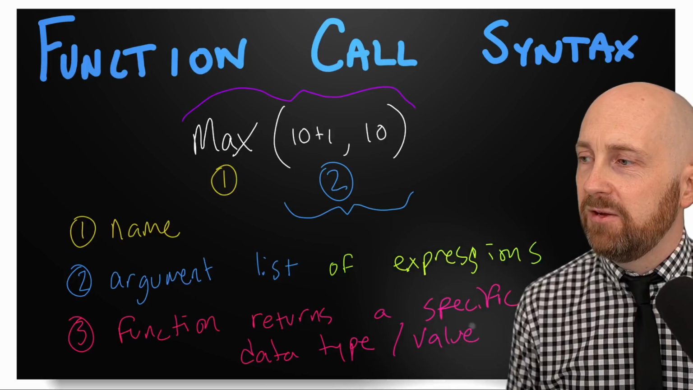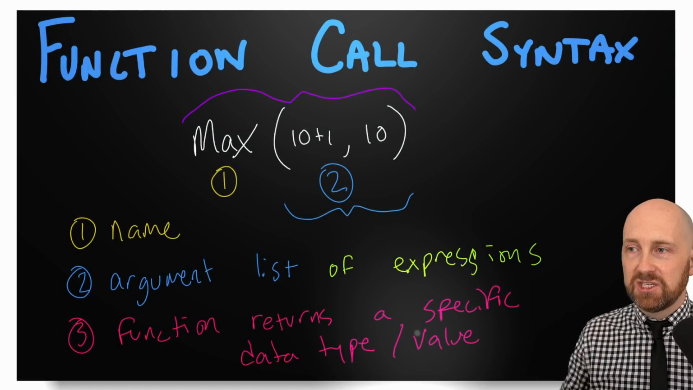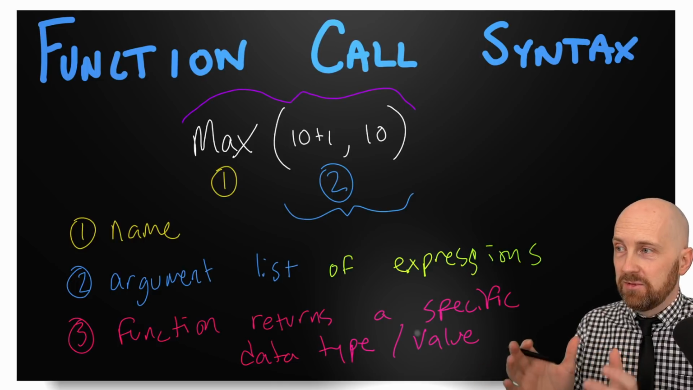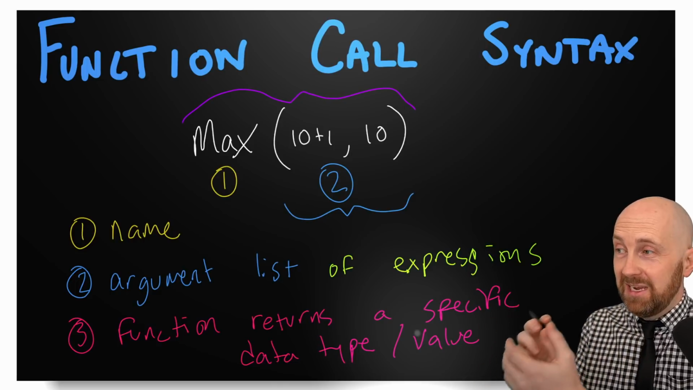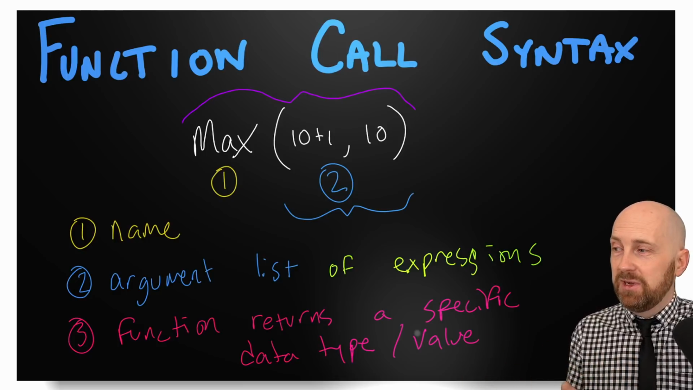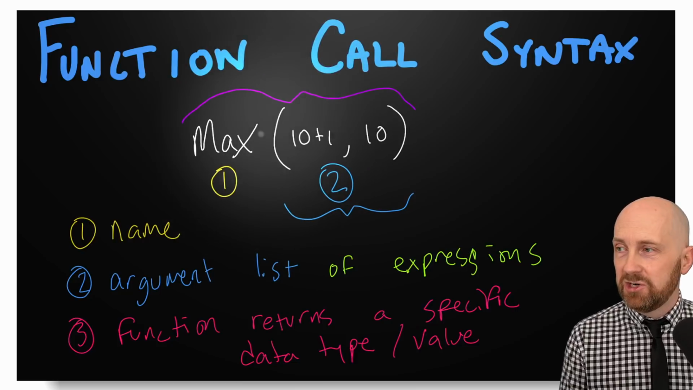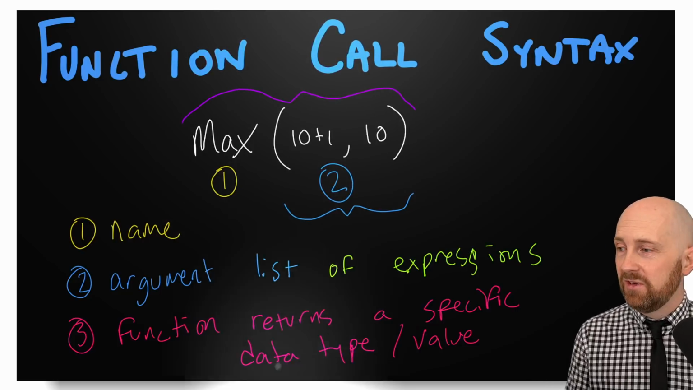And I'm going to use the word value here because when this is evaluated, when the interpreter actually gets to the point of interpreting this piece of code, this function call, it needs to boil this down to a single value, which would be, say, the value 11. And because this evaluates to an integer, we could use this anywhere we wanted to use an integer.